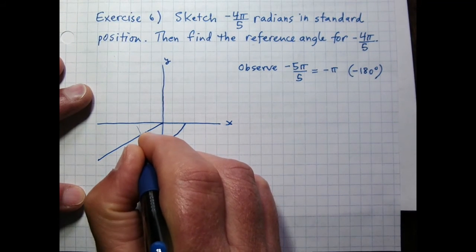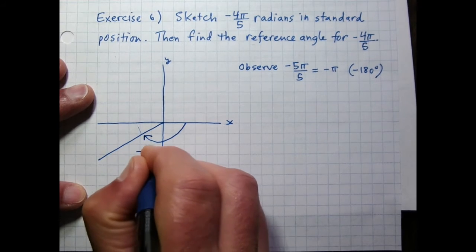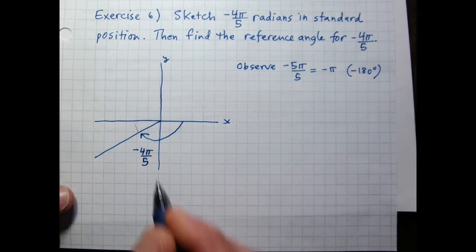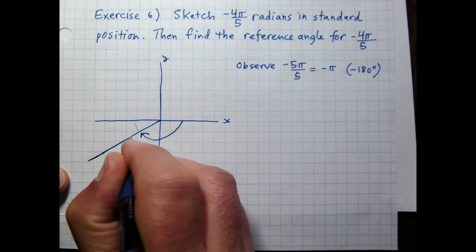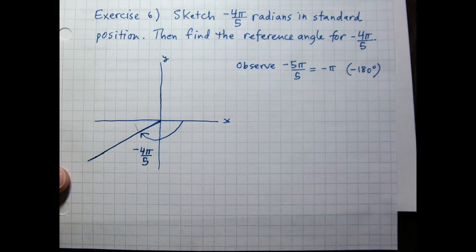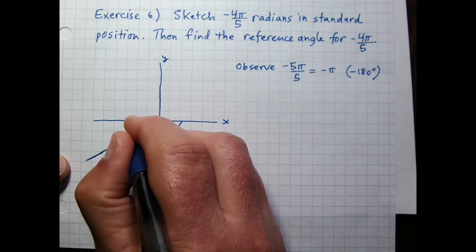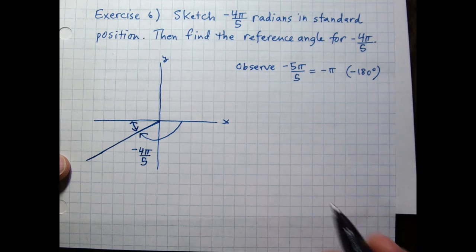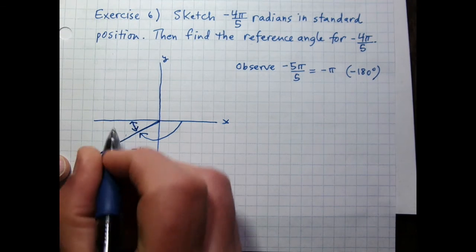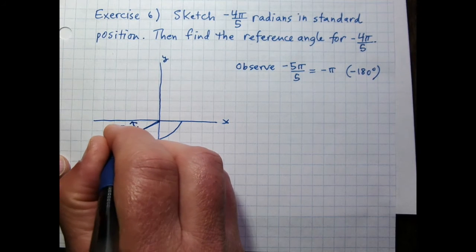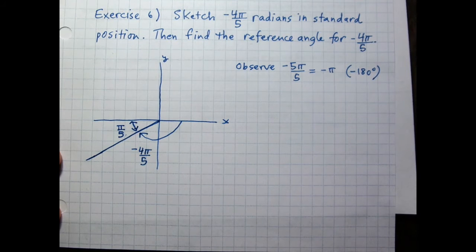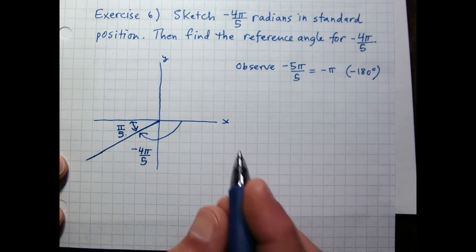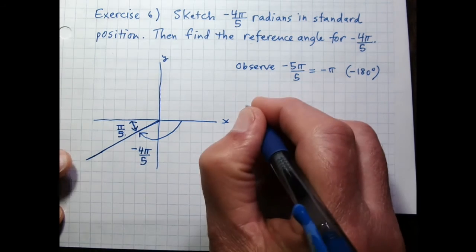And that allows me to draw negative 4 pi over 5 in standard position. It doesn't really matter where you draw the labeling, but realize what's important is its terminal side ends up in quadrant 3 here. And because of our observation, it shouldn't be too hard to see what the reference angle is, because we're just pi over 5 short of negative 5 pi over 5, or negative pi. And so pi over 5 is the reference angle.